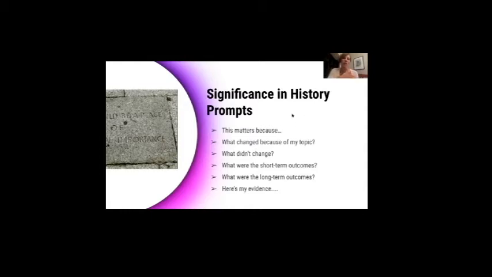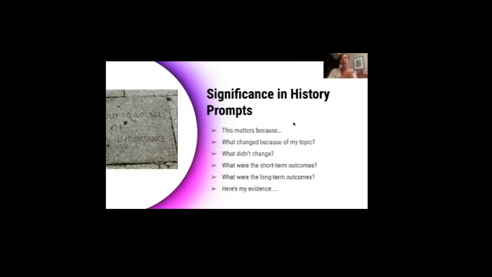Having them think about what changed and what didn't change, especially when they're talking about any kind of civil rights topics, is important, so that they are not just generalizing that, after Jackie Robinson, everything was totally fine, because it wasn't. Another way to really help pin this down is to have them think in very concrete terms about what the short-term outcomes were and the long-term outcomes.